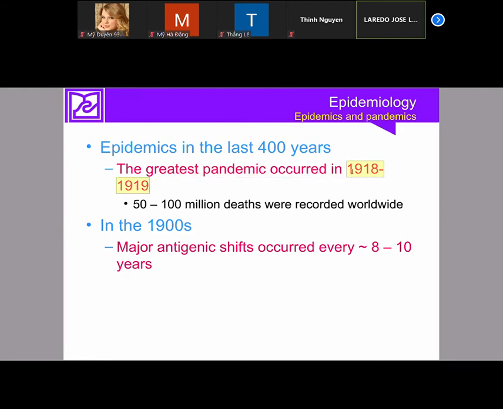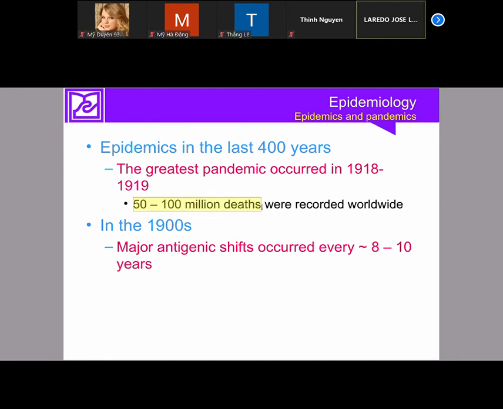During this pandemic, 100 years ago, it's estimated that between 50 to 100 million people in the world died because of this pandemic. This is one of the worst pandemics in history, one of the worst. Look, between 50 to 100 million deaths.